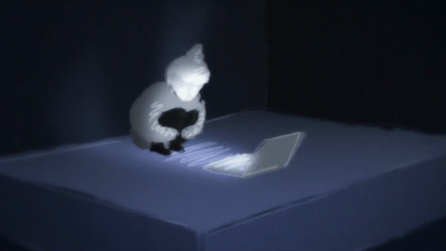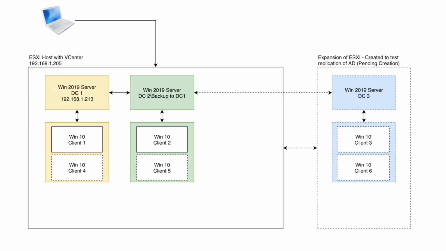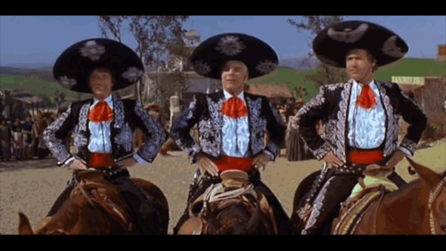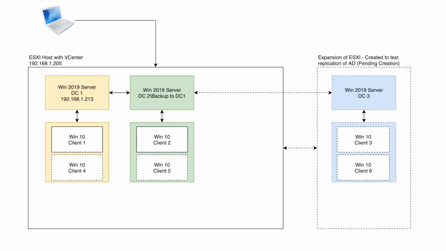Once this portion of the lab is created, as you guys can see, I already have ideas for expansion. I don't want to get ahead of myself, but I would like to use another desktop I have laying around and build another ESXi host, with this one containing a third domain controller with its own clients as well.